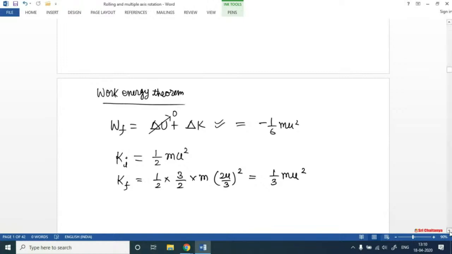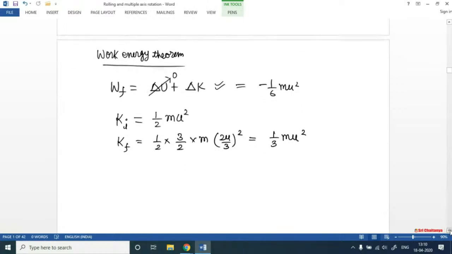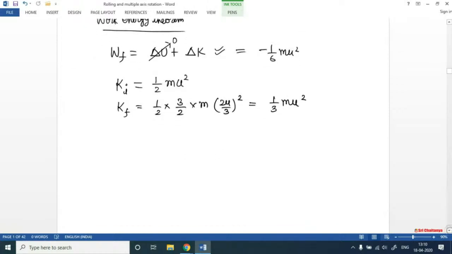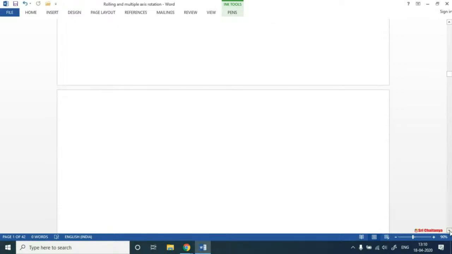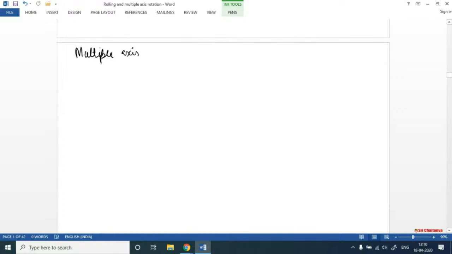We have done a sufficient number of problems for rolling, so let's now discuss another important concept which JEE has been asking in recent times, and that is multiple axis rotation. Please try to listen very carefully. Multiple axis rotation. We will be taking the example of precession of a cone.